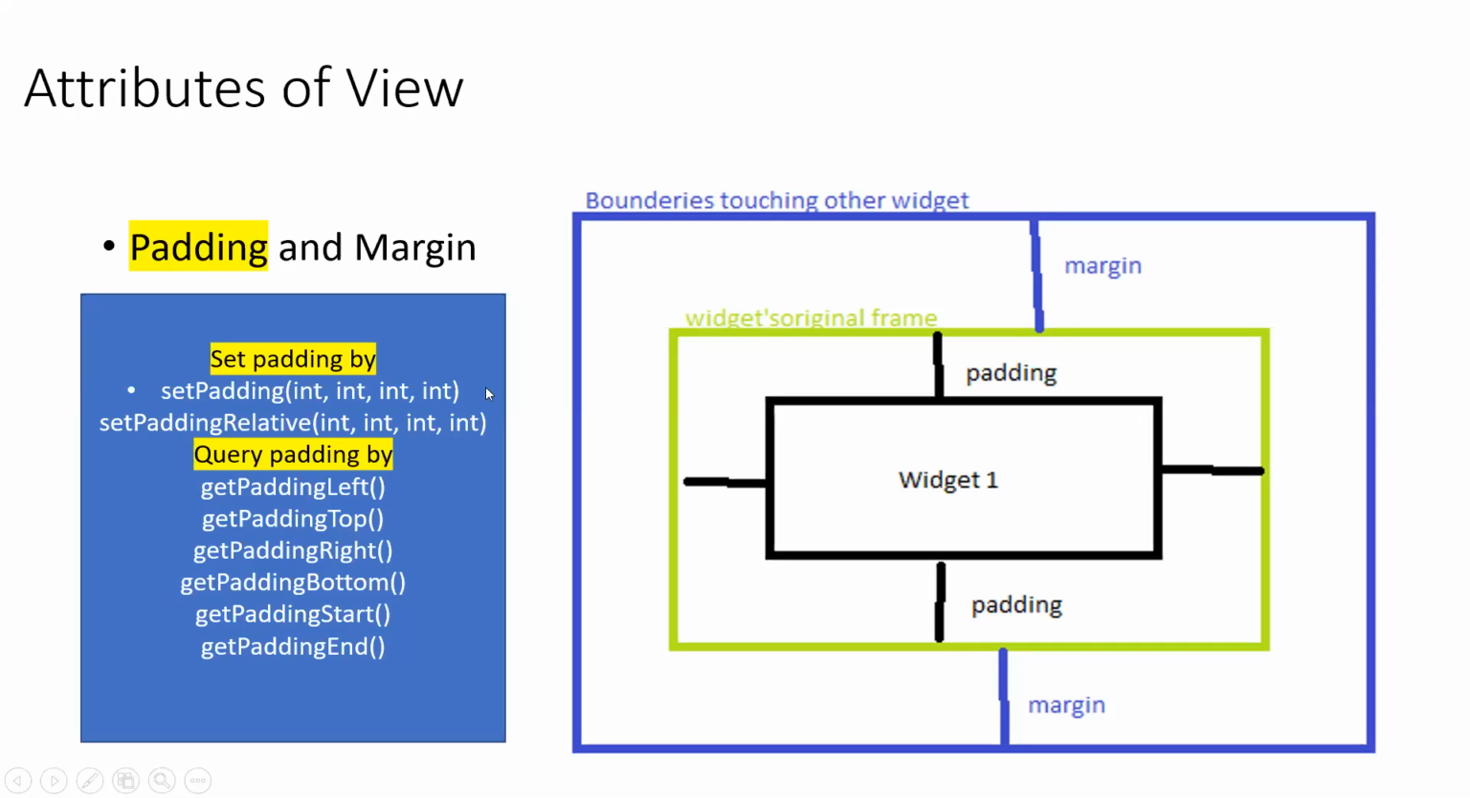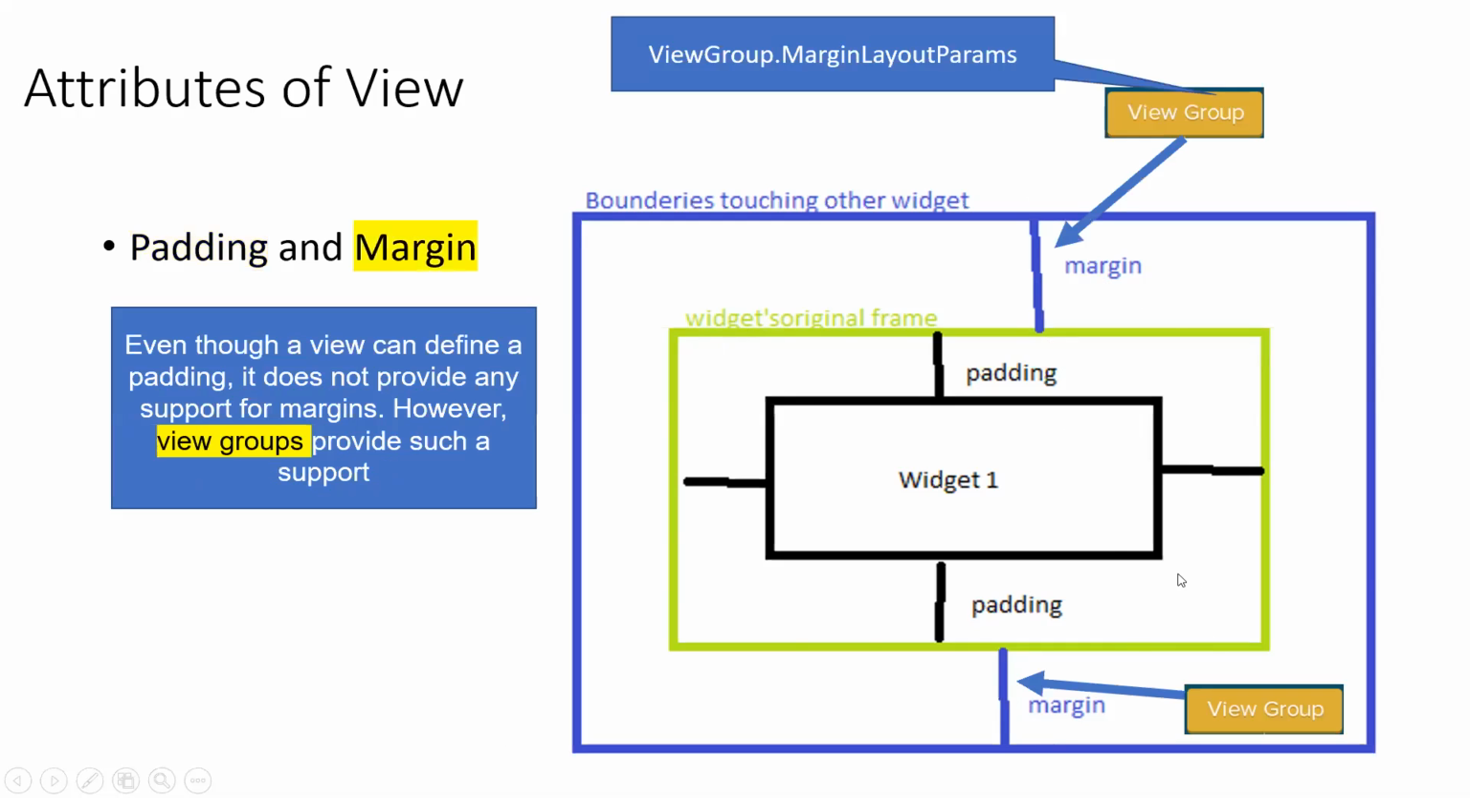You can set a padding; the view is responsible for that. So by view, you can take care of paddings, but view does not provide any support for the margin, because view only takes care of itself. It doesn't take care of how far it is from the other view. For that, you need a view group. View group is responsible for handling the margins. Even though view can define a padding, it doesn't provide any support for margins. However, view groups provide such a support.